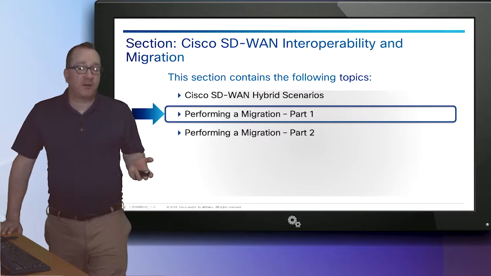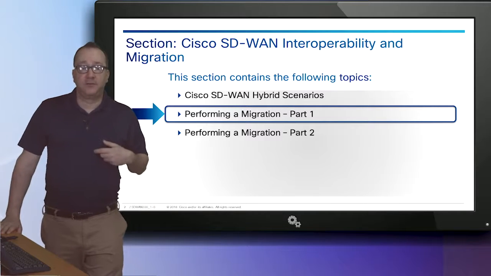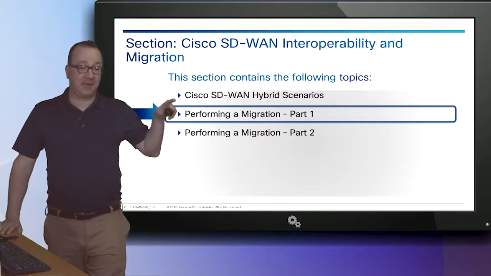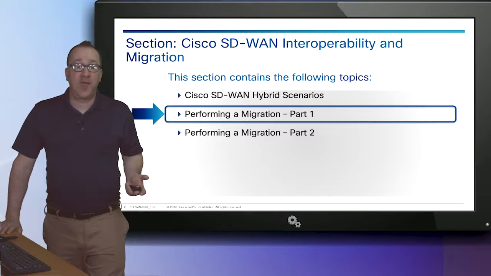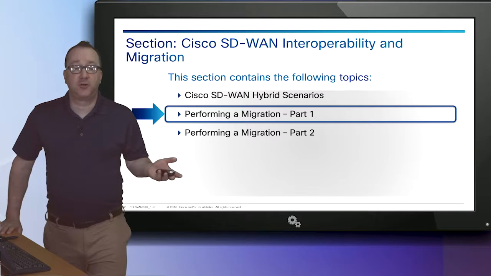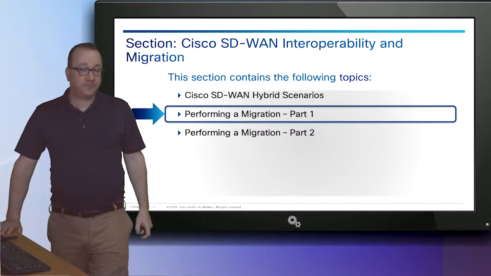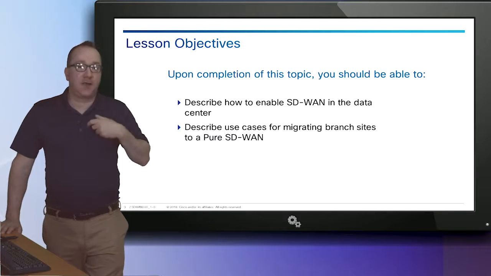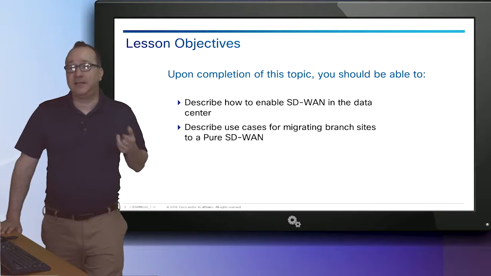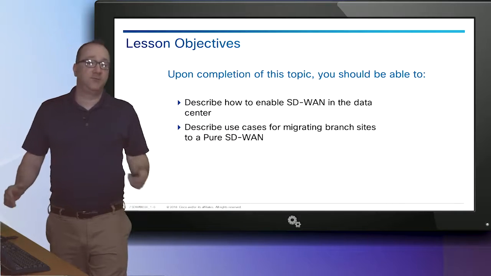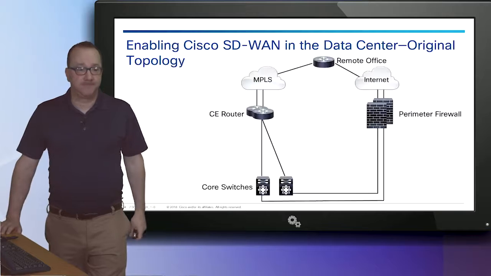We're going to discuss various migration scenarios, which includes introducing SD-WAN into the data center, so those SD-WAN branches can connect back to the data center, introducing SD-WAN into the branch office sites, replacing those legacy customer edge devices, and ensuring the coexistence of traditional WAN and SD-WAN devices. And when we're done with this, you should be able to describe how to enable SD-WAN in the data center, and the use cases for migrating all those branch sites into a pure SD-WAN environment.